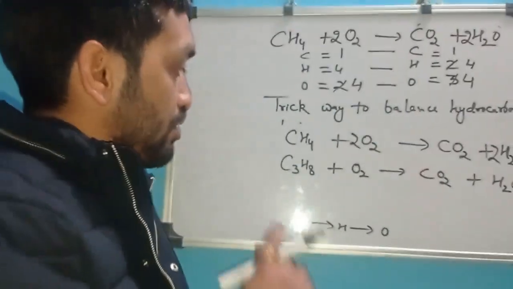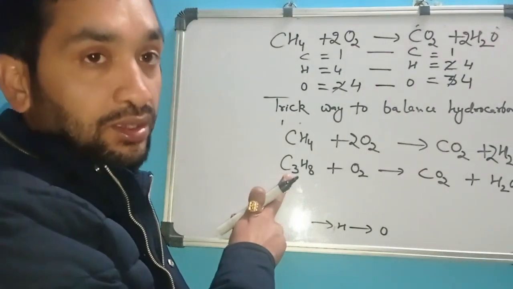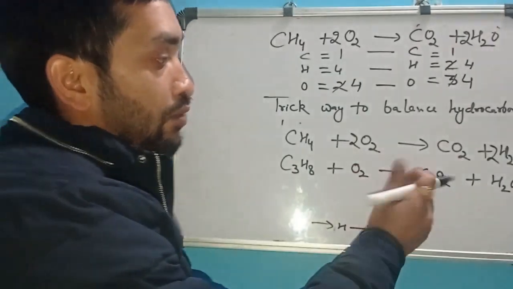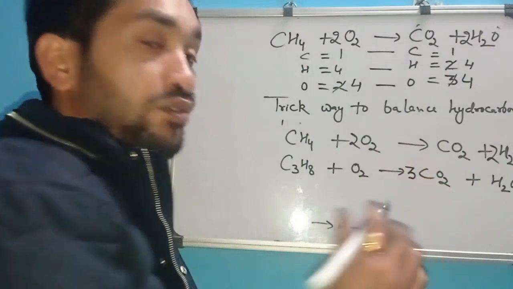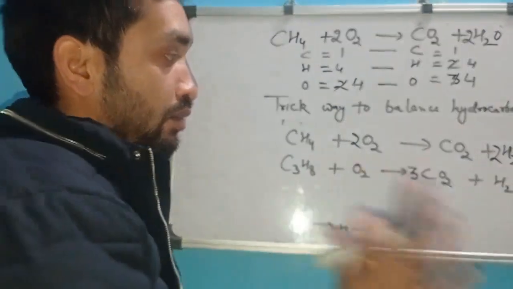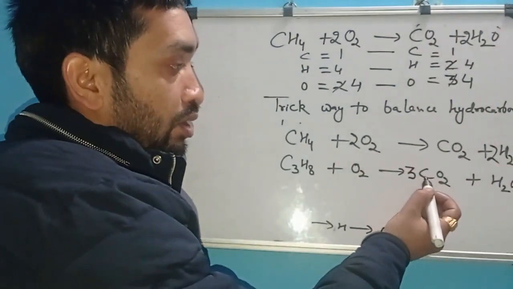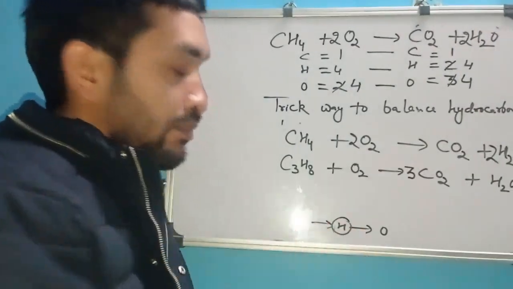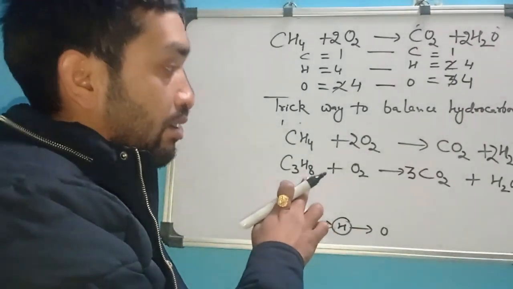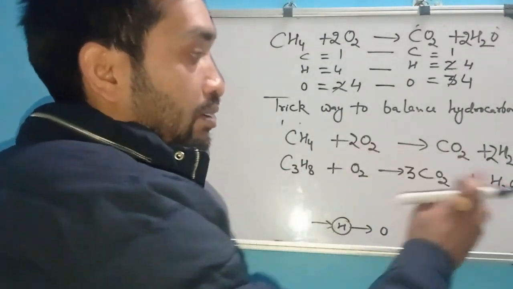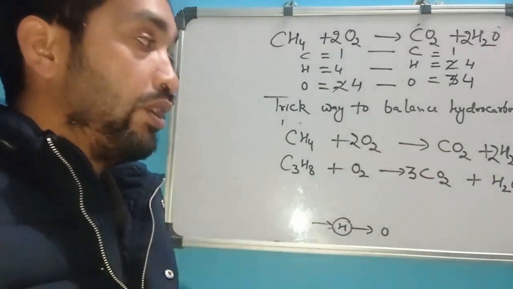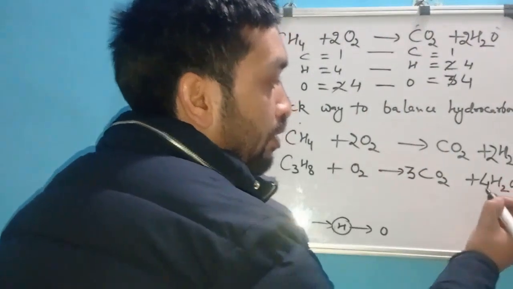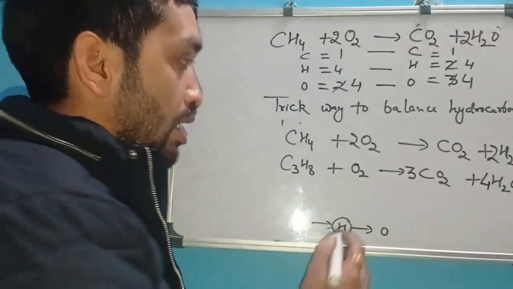So balance C first. How many C are here? 3 carbon, and here only 1. So directly write 3 here, because we are not interested in any other element. We are interested in carbon only. So 3 carbon, 3 carbon. Now carbon is balanced. Now you have to go for balancing hydrogen. How many hydrogen are here? 8. How many here? 2. How can I make 2 into 8? By adding 4 here. So 4 into 2. Now hydrogen is also balanced.